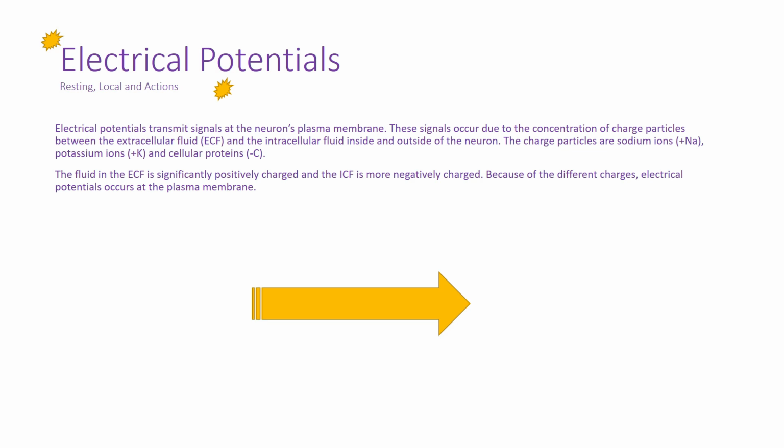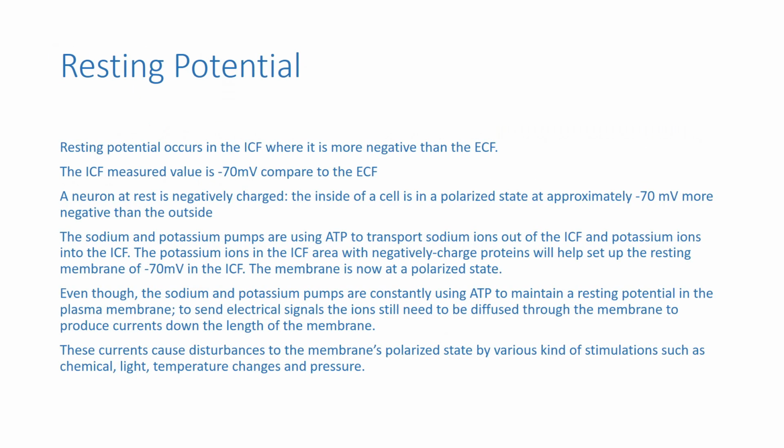The fluid in the ECF is significantly positively charged, and the ICF is more negatively charged. Because of the different charges, electrical potentials occur at the plasma membrane. Resting potential occurs in the ICF where it is more negative than the ECF. The ICF measured value is negative 70 millivolts compared to the ECF. A neuron at rest is negatively charged.